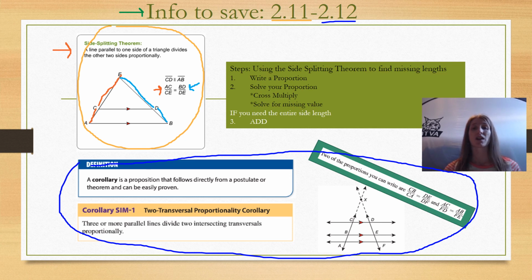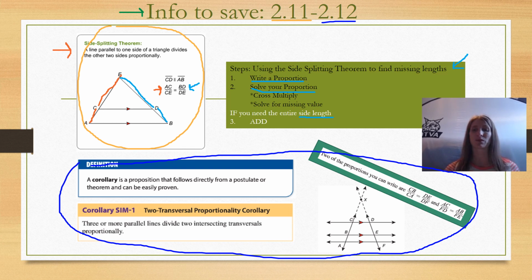All right, here, we're going to be finding missing side lengths, and here are some steps that I think were useful for finding missing side lengths. So you can see that we're going to write a proportion, and then we're just going to solve our proportion, okay? On some of the questions, you may be asked to find the entire side length, and the matter of just adding is all that it takes, and I'll show you some examples of this.